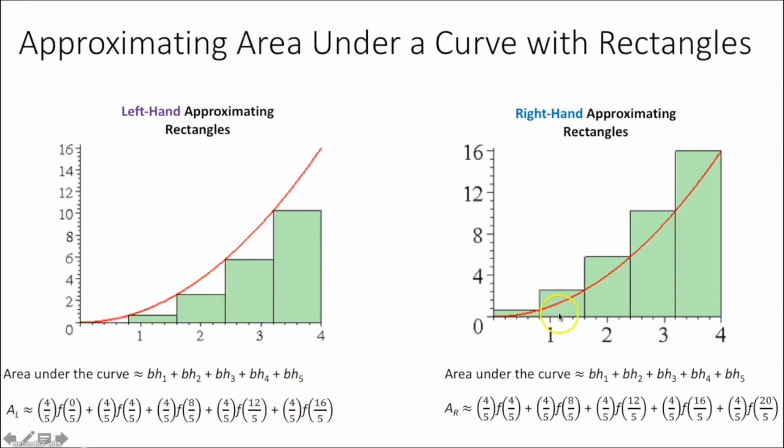The only difference over here is that instead of plugging in the left endpoints for each of these rectangles or subintervals, I'm plugging in the right endpoints. So to get the height of my first rectangle, I plug in 4/5 to the function to get the height that goes with that rectangle, right? So 4/5 is the base for each of these. And then for the first rectangle, the height is f of 4/5, the function at 4/5. For my second rectangle, the height is going to be f of 8/5, which is the right endpoint of that interval. For my third rectangle, the height is going to be f of 12/5, the function when I plug in 12/5. That will give me the height of my third rectangle, and so on.